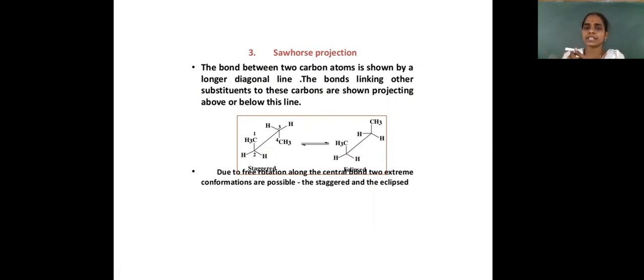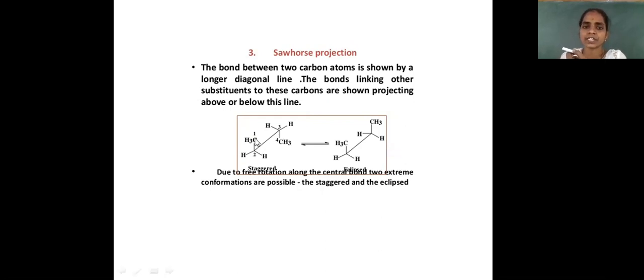So here, the front carbon, the slant line, is where the three groups are attached, and the back carbon is where again three groups are attached. Here one of the carbons is fixed and there is a rotation in the second carbon. If there is a rotation in the second carbon, there is a change in the groups.